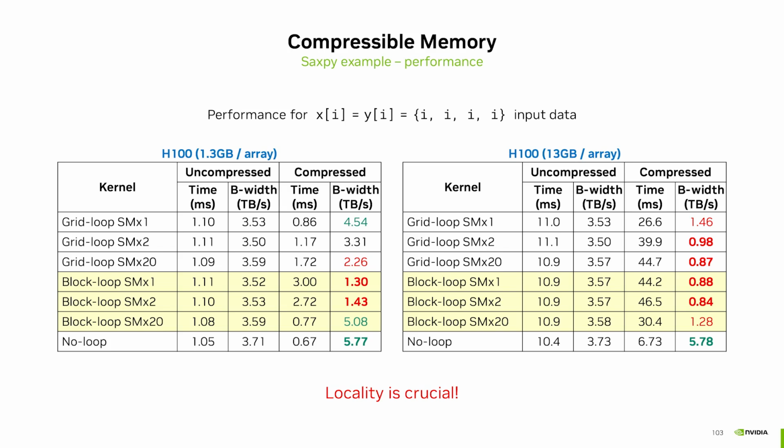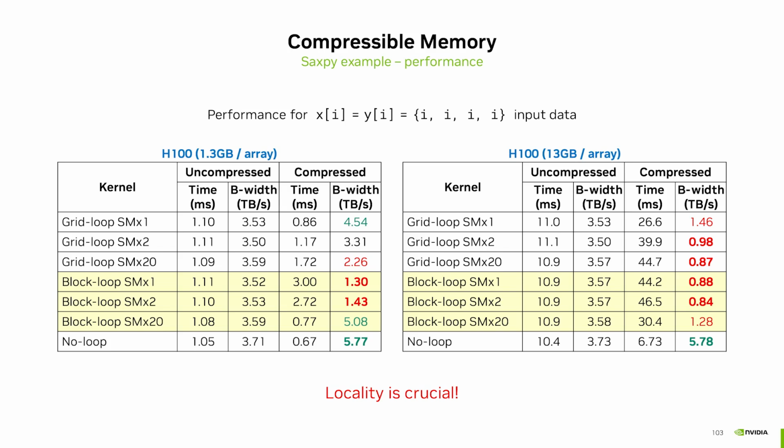As you can see, in the non-compressed case, performance doesn't really depend much on which kernel you use. For the compressed case, the no-loop kernel behaves the best because it has the best locality. And as we expect for the grid loop kernel, and here I'm showing the number of thread blocks, it's either equal to the number of SMs times two or 20 times the number of SMs. I already mentioned that for grid loop, the locality gets worse, and we can observe it in the performance column of this table. For the block loop, locality gets better, and we can see that performance increases.